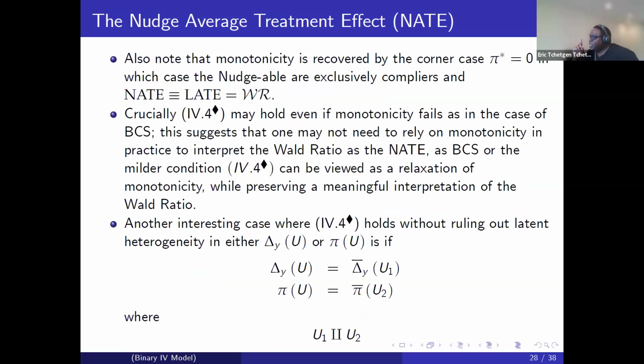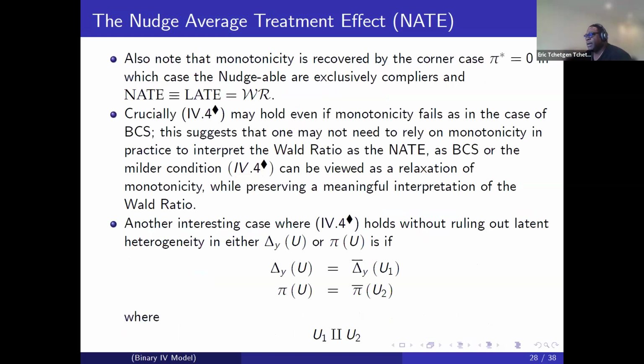One thing that's particularly interesting about this condition is that it recovers monotonicity as a corner case. Monotonicity just becomes a special case where pi star is 0, in which case the nudge-able are exclusively compliers. And so as far as I'm concerned, if you're willing to rely on monotonicity, there's no reason not to actually make this assumption, because monotonicity will be a special case of this assumption.